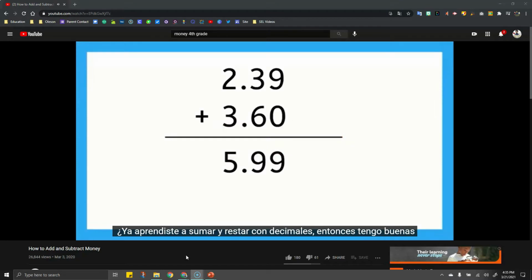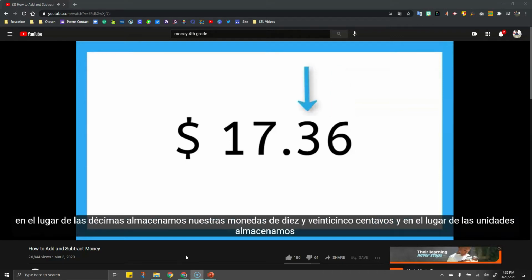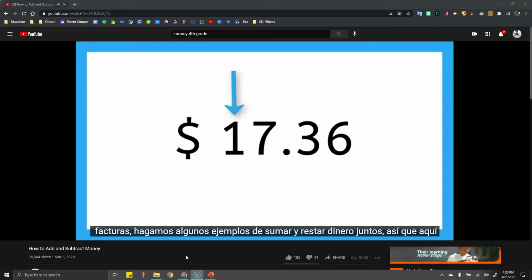Have you already learned how to add and subtract with decimals? Then I have good news for you. Adding and subtracting money is the exact same thing. Remember from the lessons on counting money, whenever our coins, or the numbers after the decimal, add up to 100, we've earned another dollar. So here, in the hundredths place, we store our pennies and nickels. And here in the tenths place, we store our dimes and quarters. And in the ones place, we store our $1 and $5 bills. And in the tens place, we store our $10, $20, and $50 bills.